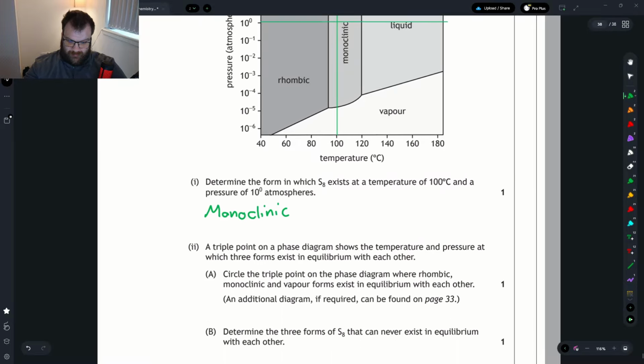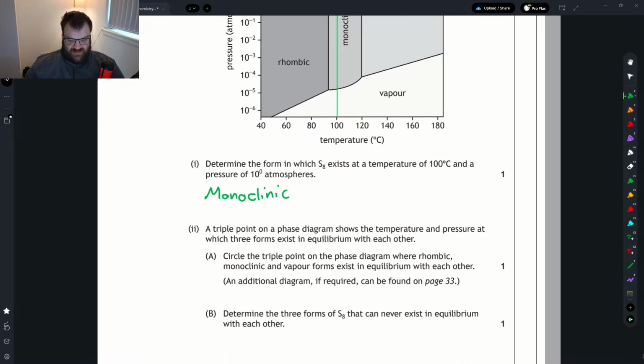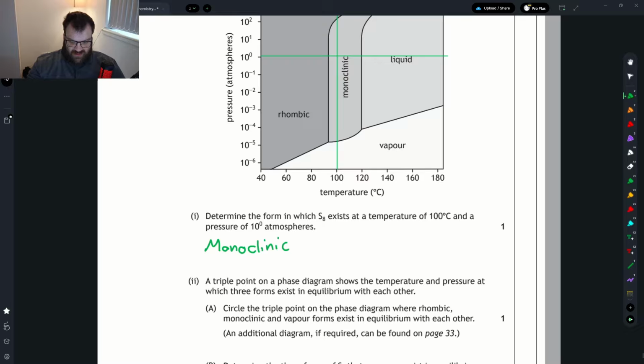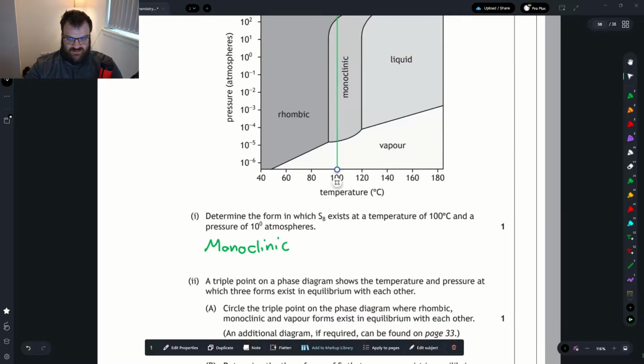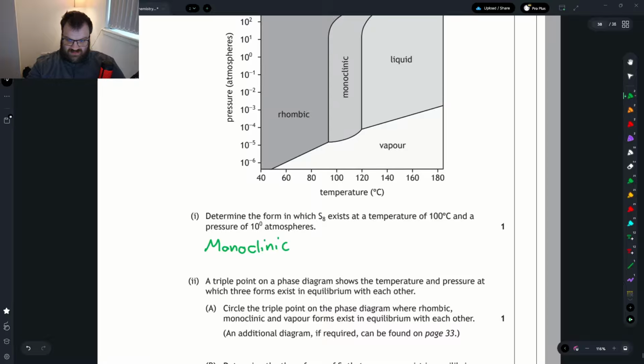followed up by a triple point on a phase diagram, shows the temperature and pressure at which all three forms exist in equilibrium with each other. And we're asked about rhombic, monoclinic, and vapor. So monoclinic, vapor. We're just looking at that point and that crosses over. That's going to be this one here.